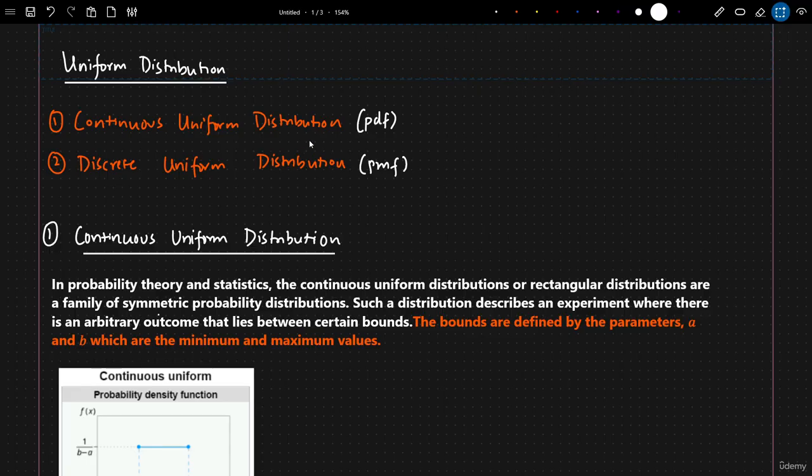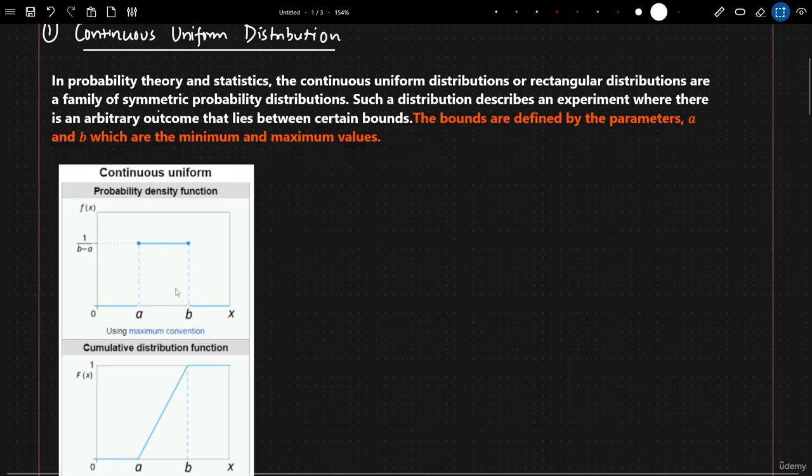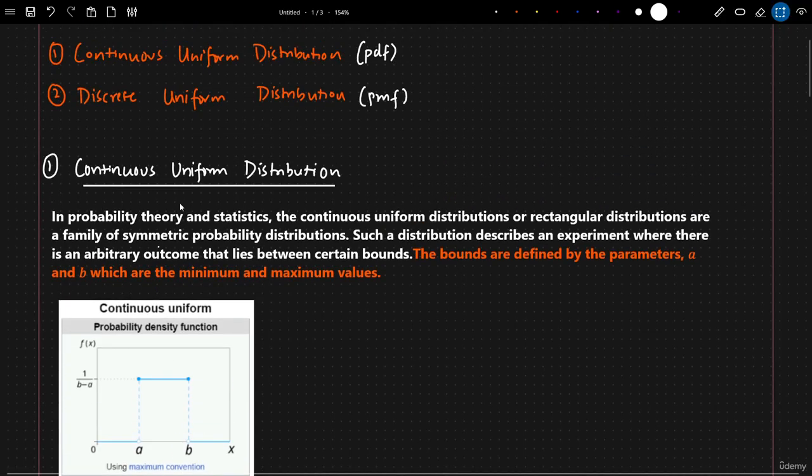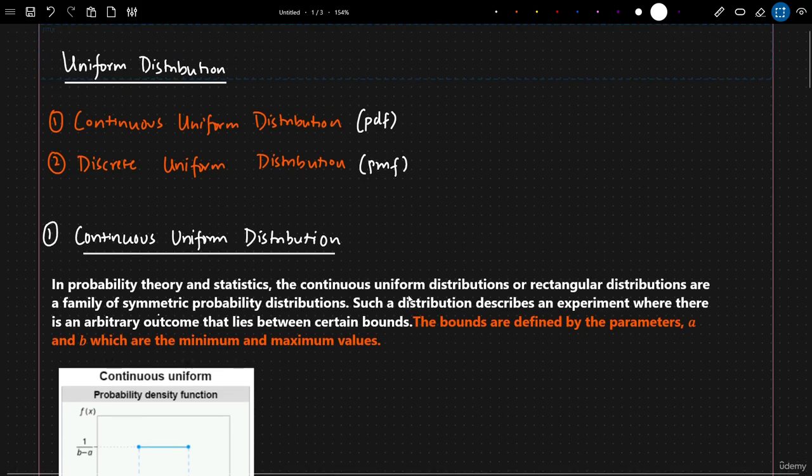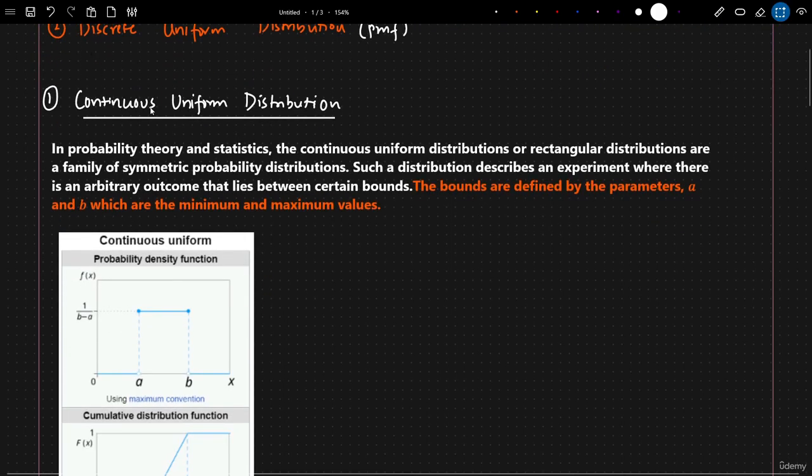We'll see multiple examples. We'll see the notation and what all notations are specifically used. We'll understand the specific diagram of this particular distribution. After that, we'll also go ahead and cover the discrete uniform distribution. We are also going to see multiple examples considering this kind of distribution. So first of all, let's go ahead and talk about the continuous uniform distribution.